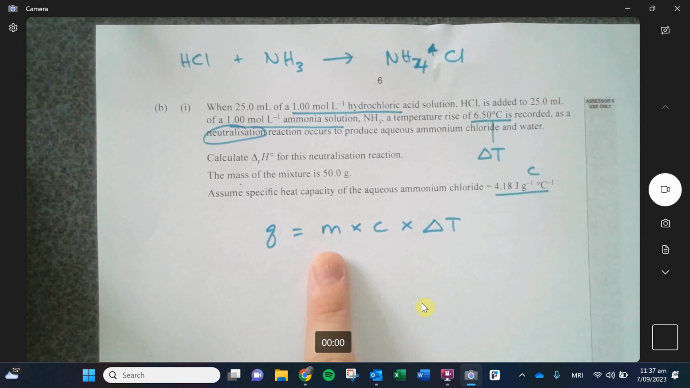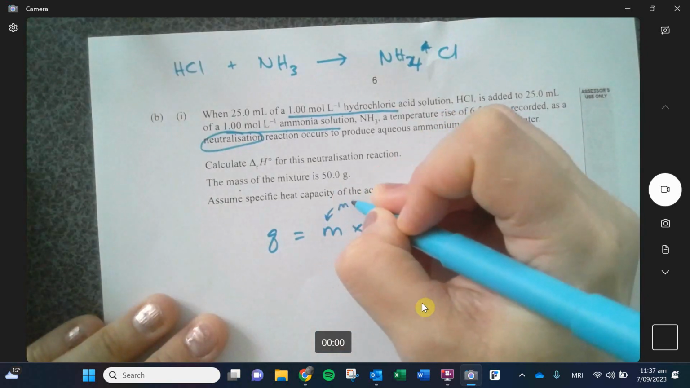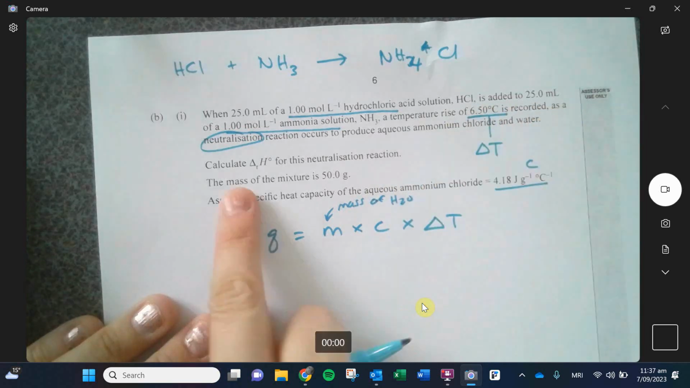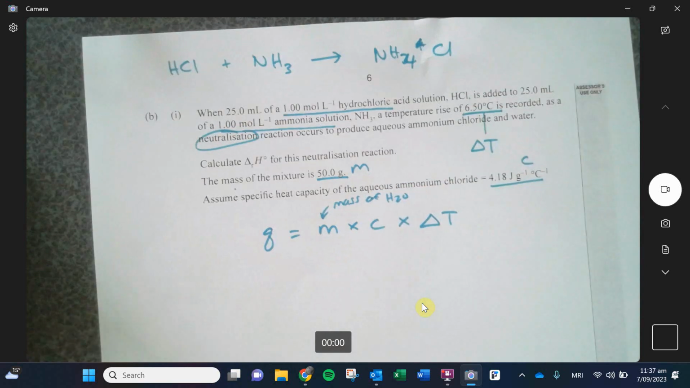Now remember, when we're talking about mass in this equation, we are talking about the mass of the water, which they say the mass of the mixture is 50. So that is the mass of the water. Because I've taken 25 mLs and 25 mLs, and I've mixed them together. 25 plus 25 is 50. 1 mL of water equals 1 gram. So that's how I've gotten that number. Do we need me to backtrack?